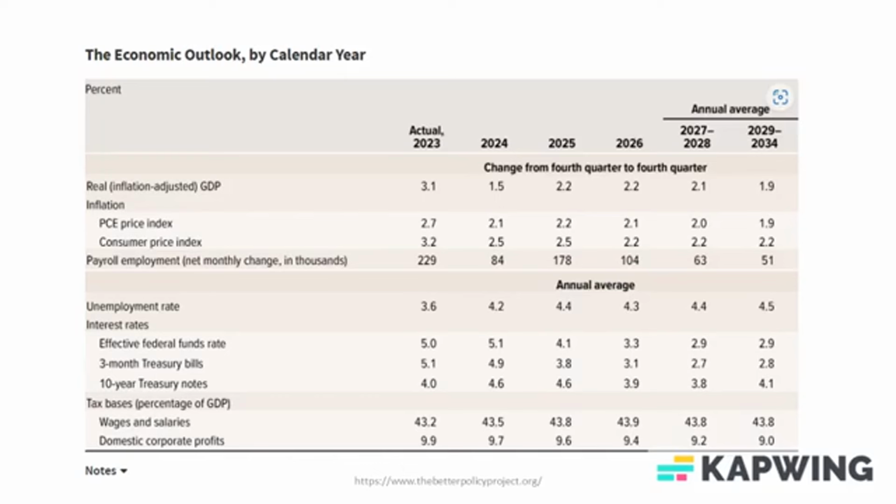The CBO projects real GDP growth to average about 2% annually over the next decade, with inflation also at 2%. This implies a nominal GDP growth of around 4%. If the average maturity of US debt is approximately 8 to 10 years, the interest rate on rolled over debt will play a crucial role. The CBO assumes an interest rate of about 4.1%, roughly equal to nominal GDP growth. This balance suggests that maintaining a stable debt to GDP ratio would require a primary balance at 0.